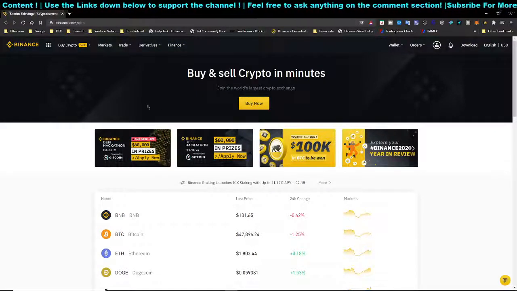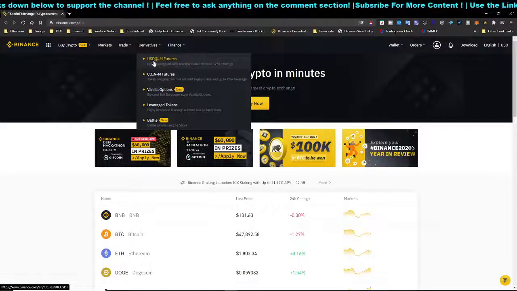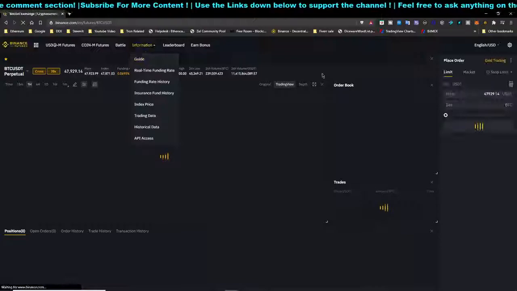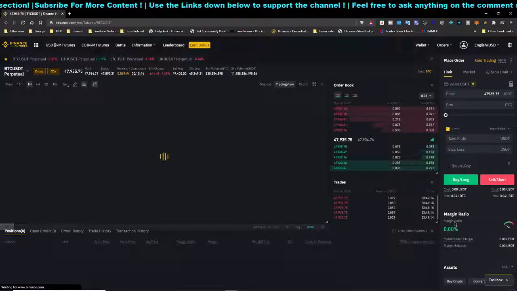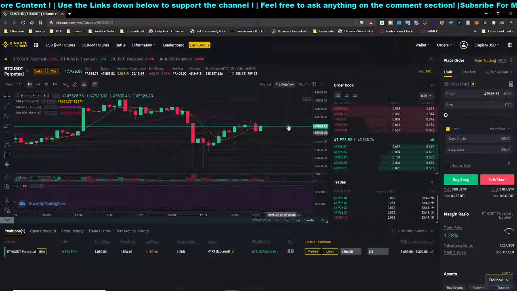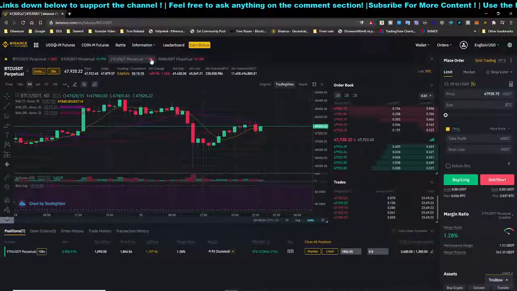Over here on Binance itself, just head over to the derivatives, and over here you can see USDT, USD-M futures, Coin-M, and after that Battle. I'm going to talk about these three, and first the USDT-margined leverage trading. Over here you can see that the interface is quite simple and similar to the spot trading account.